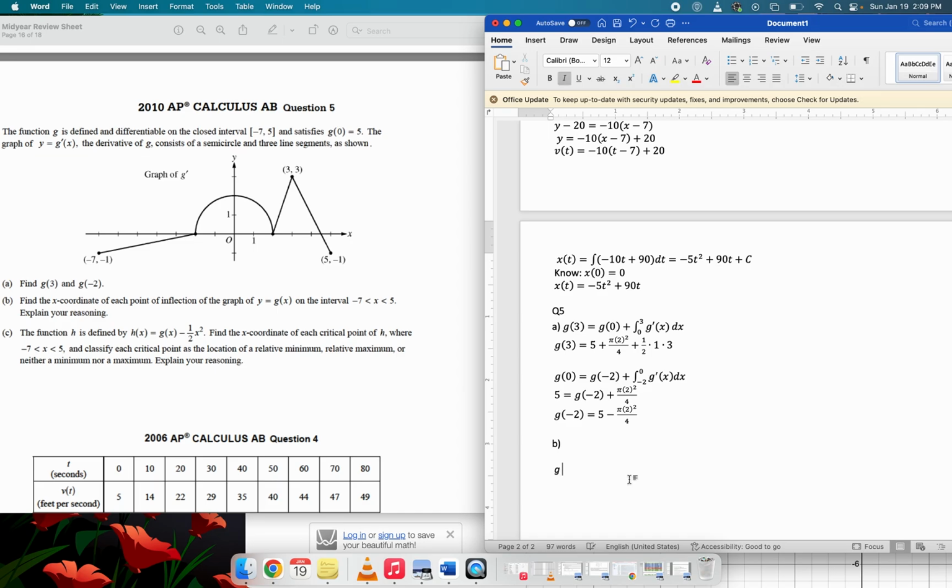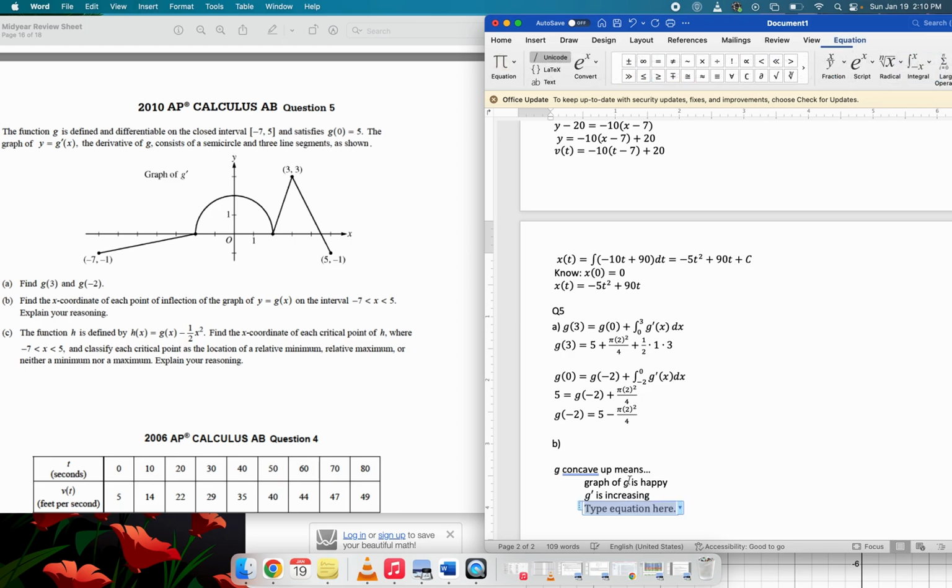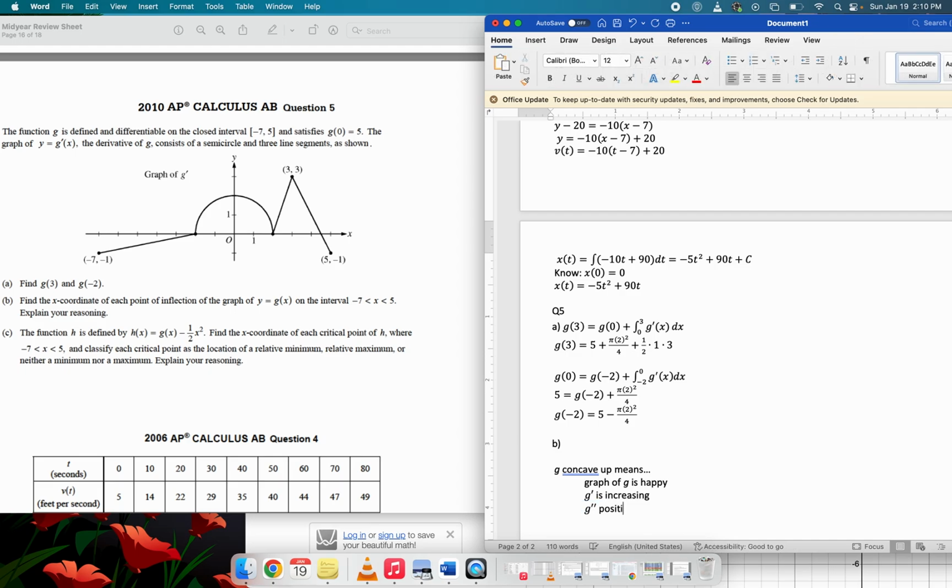G concave up means, well, there are 3 ways to interpret it. It means the graph of G is happy. We don't have a graph of G, so that's not very useful. Alternatively, it means G prime is increasing. That sounds pretty nice because we have a graph of G prime. Seems like it would be pretty easy to use that level of analysis. Of course, it also means that G double prime is positive, but I think this is the right level of analysis. You know what I mean?